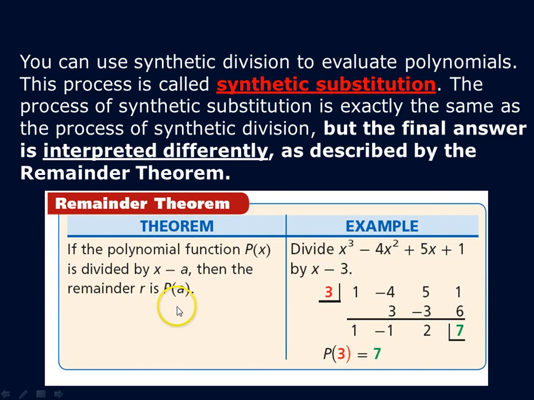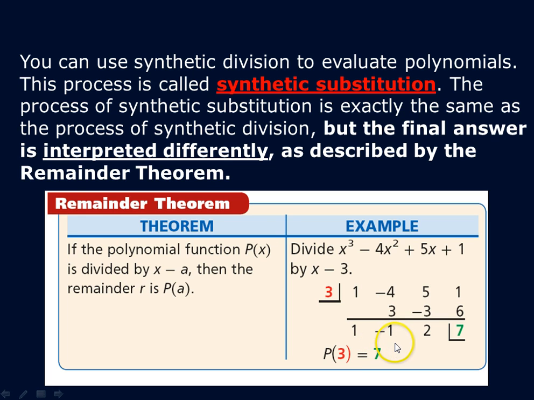Basically it says if the polynomial function p of x, so that's the polynomial, is divided by x minus a, like this one, x minus 3, then the remainder r is the p of a. Alright, let me put this in terms that are a lot simpler. If we divide this polynomial by x minus 3, then basically it's saying if we plug 3 in, we're going to get the remainder for an answer. So take whatever this is, that's what you plug in, you get it for the answer.